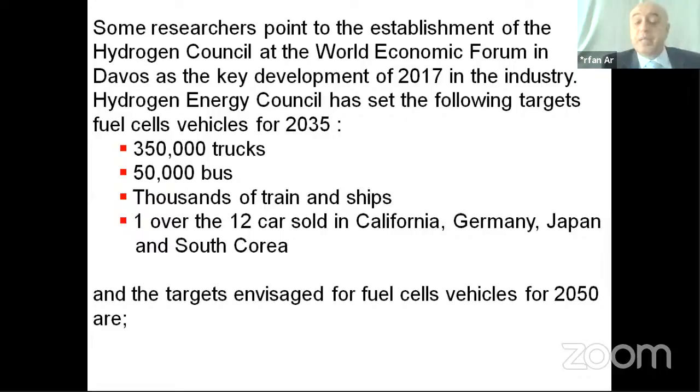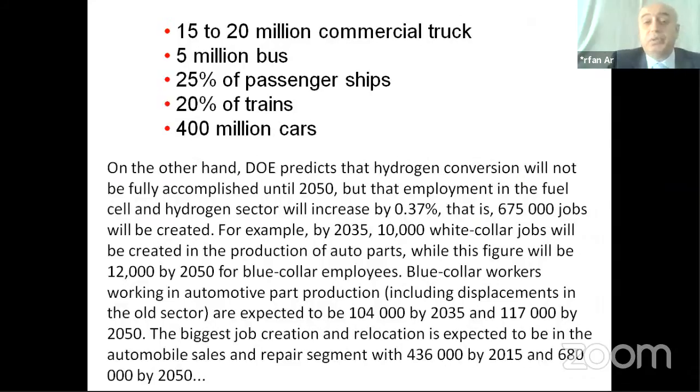350 trucks, 15,000 buses, thousands of trains and ships, 1,200 stations in California, Germany, Japan, and South Korea. This means that 100,000 cars operate with fuel cells. And these targets are envisaged for fuel cell vehicles for 2050: 15 to 20 million commercial trucks, 5 million buses, 25% of passenger ships, 20% of all trains worldwide, and 400 million cars.